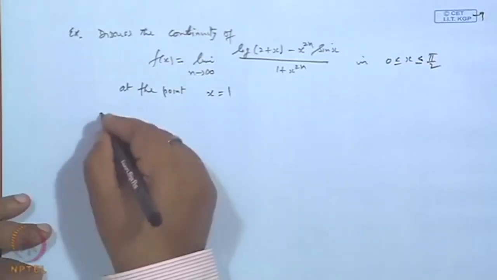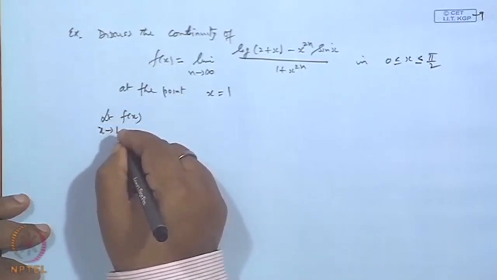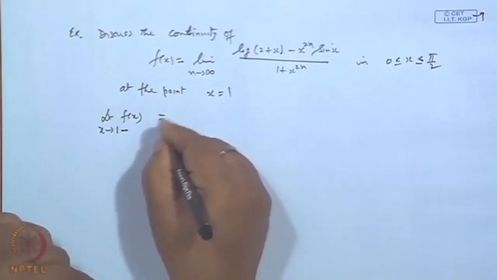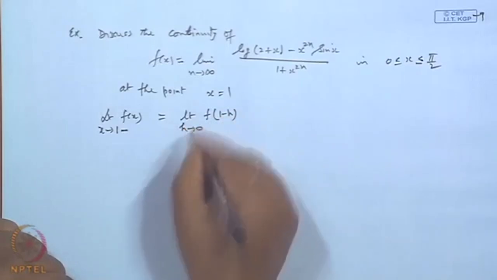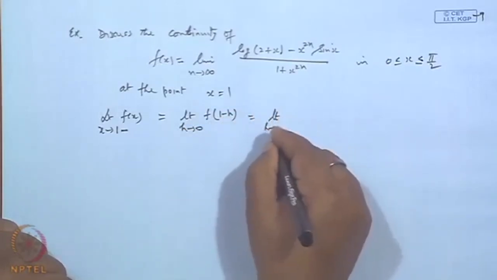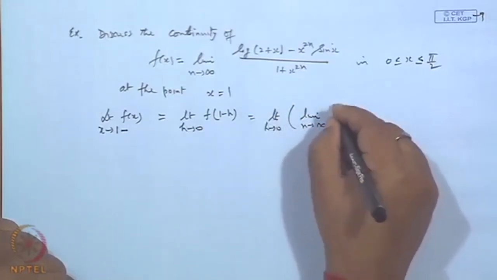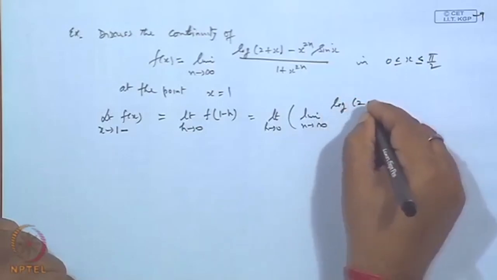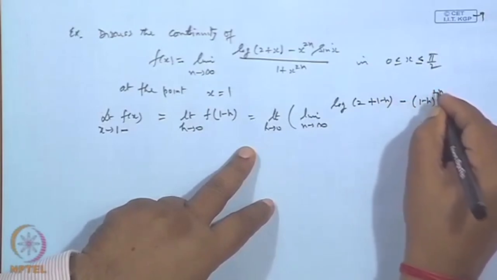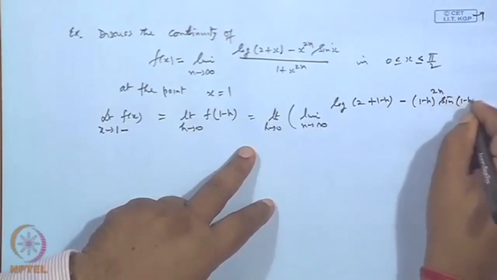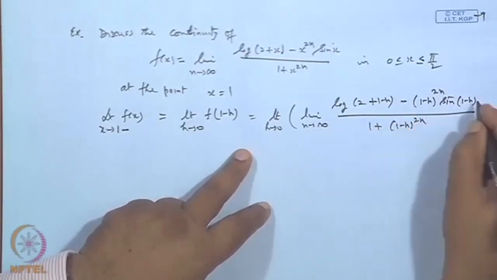Now let's take the limit of this function f(x) when x tends to 1 minus. This is the same as the limit of the function at 1 minus h when h tends to 0. So this is the same as limit h tends to 0, limit as n tends to infinity of log of (2 + (1 − h) − (1 − h)^(2n) sin(1 − h)) divided by (1 + (1 − h)^(2n)).